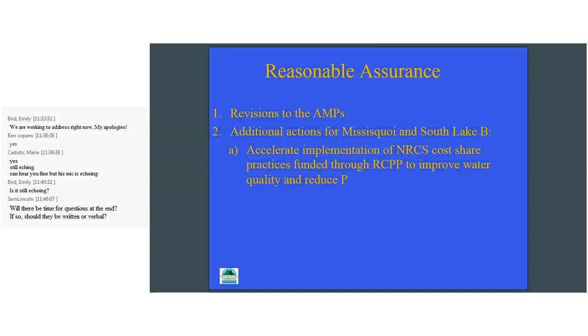We have two department foresters that are focusing their efforts on these challenge watersheds by providing technical assistance to landowners participating in RCPP.